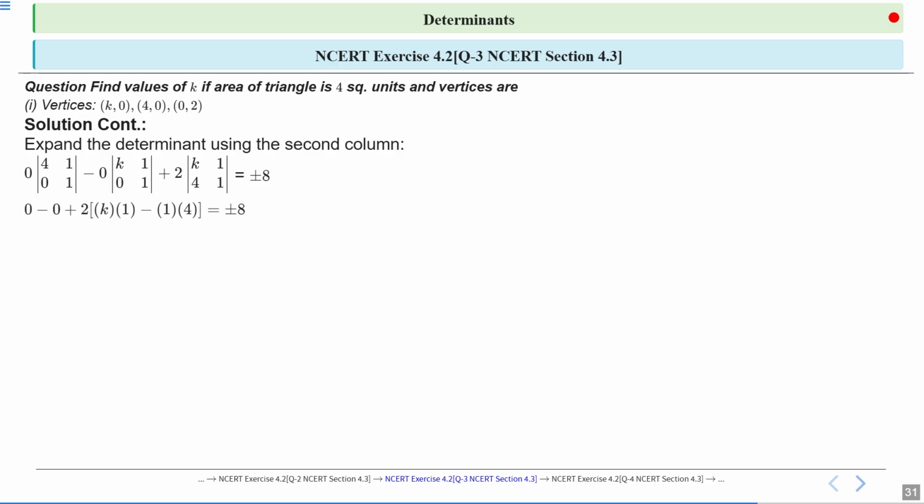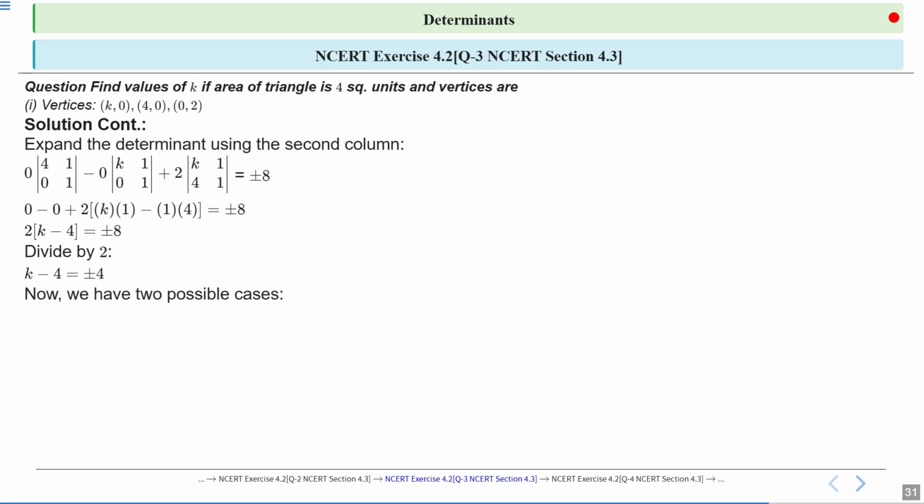So the first two terms become 0, and we are only left with 2 into K into 1 minus 1 into 4, with a minus sign, equal to plus minus 8. So now we have an equation with one variable. Just divide by 2. We get K minus 4 is equal to plus minus 4.